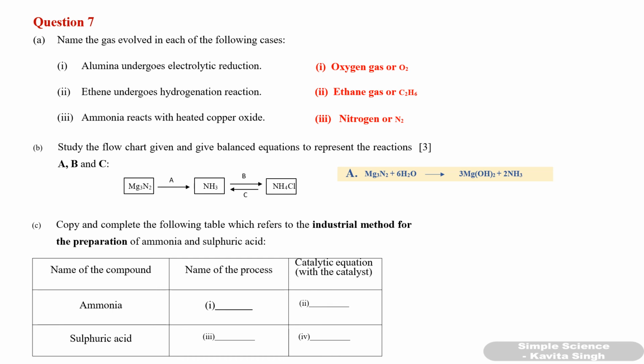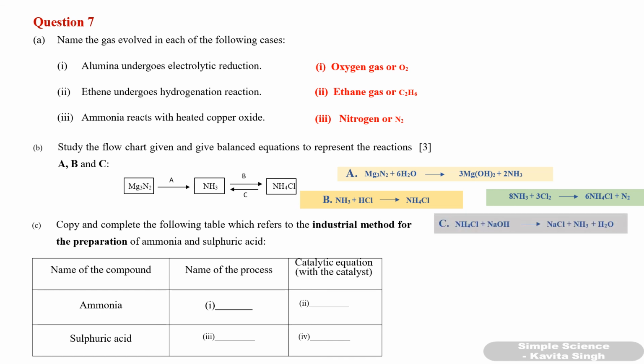B, ammonium chloride from ammonia. So what is the reaction? Ammonia when reacts with hydrochloric acid, it forms ammonium chloride. Or you can also prepare ammonium chloride using chlorine gas. So when ammonia reacts with chlorine gas, you will get ammonium chloride and nitrogen. Write the balanced equation. And C is formation of ammonia from ammonium chloride. So ammonium chloride when reacts with sodium hydroxide, it gives sodium chloride, ammonia and water.